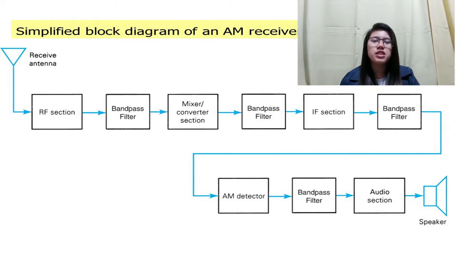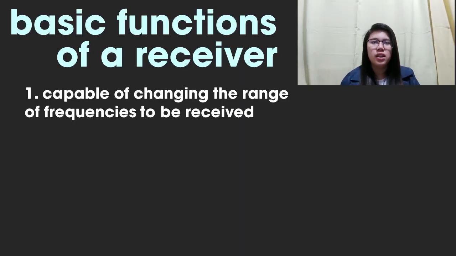The primary functions of the IF section are amplification and selectivity. The AM detector demodulates the AM wave and converts it to the original information signal. And the audio section simply amplifies the recovered information. These are the basic functions of a receiver. The receiver should be capable of changing the range of frequencies to be received.